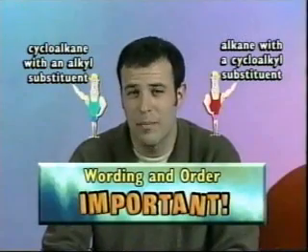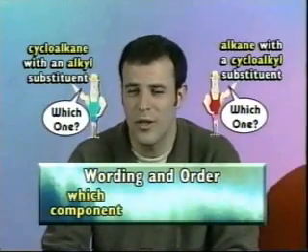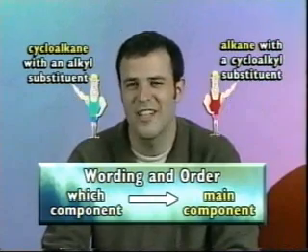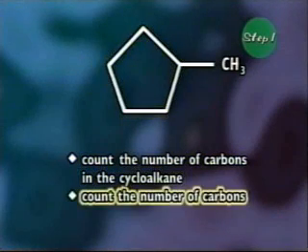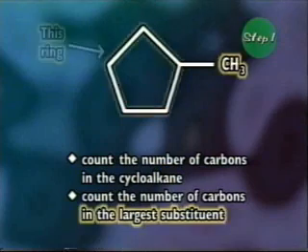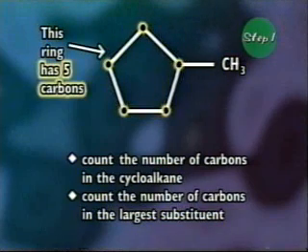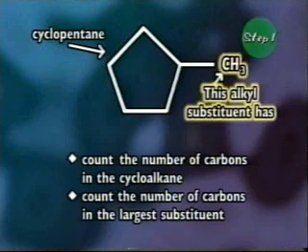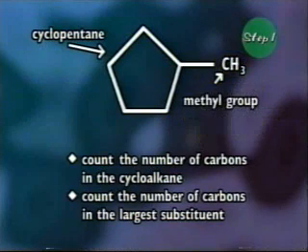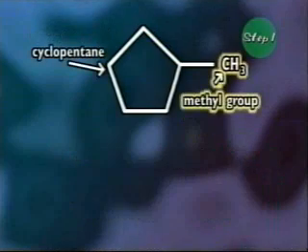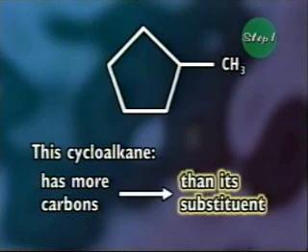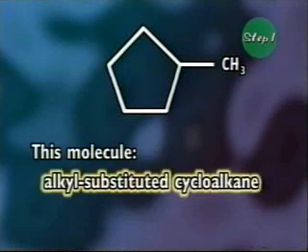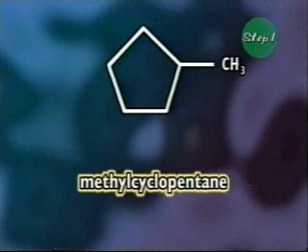The wording and order are important because they indicate which component of the molecule is the main component. Let's look at an example. Step 1 says we should count the number of carbons in the cycloalkane and then count the number of carbons in the largest substituent. This ring has 5 carbons and is therefore a cyclopentane. Its alkyl substituent has 1 carbon and is a methyl group. Groovy. So we've got a methyl group and a cyclopentane. This cycloalkane has more carbons than its substituent, so this molecule is an alkyl-substituted cycloalkane, and we have to name it accordingly. We would name this molecule methylcyclopentane.